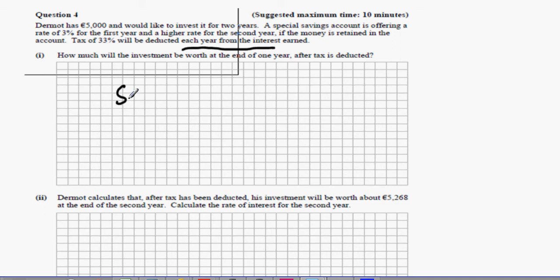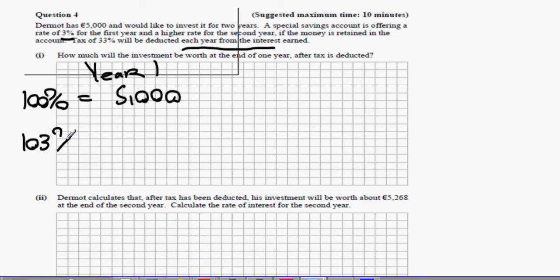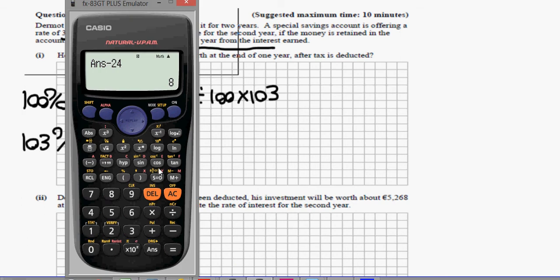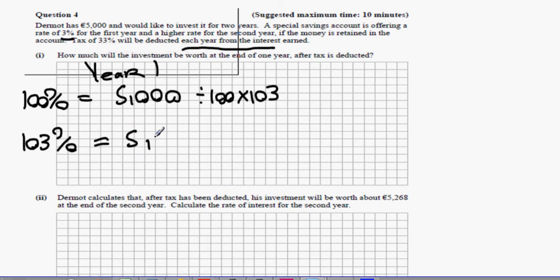So what happens is he starts off with 5,000. 5,000 is 100% of his investment, right? And this is year one. Now he gets 3% extra, so at the end of the year he should have 103%. To change 100 into 103, you divide by 100 and multiply by 103. So 5,000 divided by 100, multiplied by 103, and what we get is 5,150. Now the problem is tax of 33% is deducted each year from the interest earned. So €150 is 100% of the interest earned.